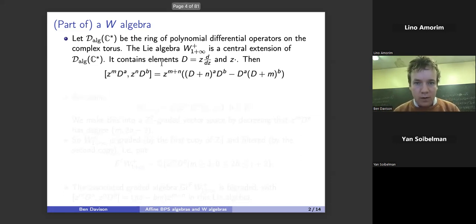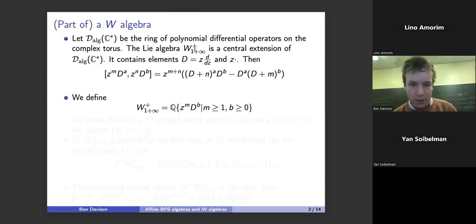What does the plus refer to? Because you don't have negative powers of Z or what? Oh, yeah. That is right. Yeah, exactly. The plus is there too early. Sorry. So W1 plus infinity is a central extension of this Lie algebra of differential operators. And let me just go forward. So this is where the plus actually should have appeared for the first time. And as you guessed, it comes from the stipulation that m is a strictly positive power. So it's just a half of this Lie algebra.